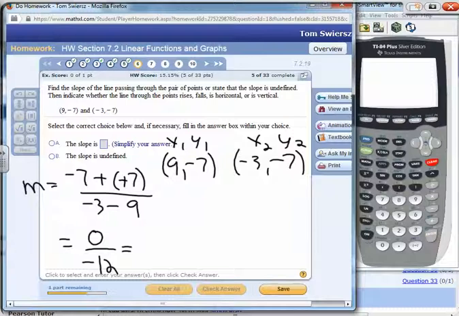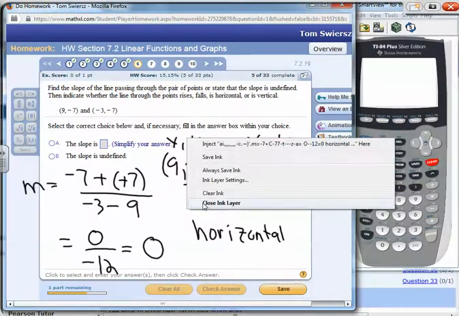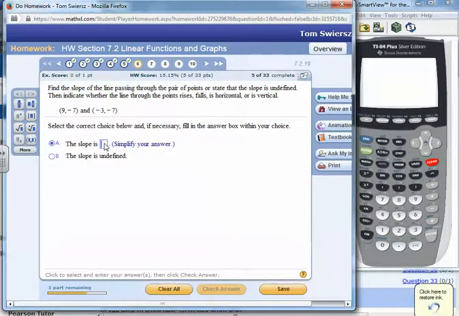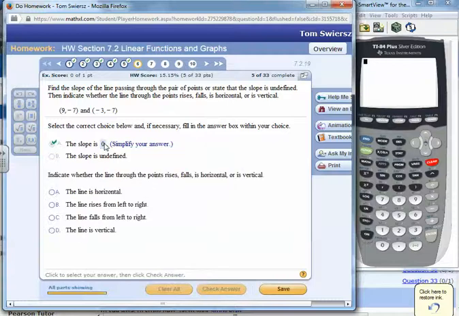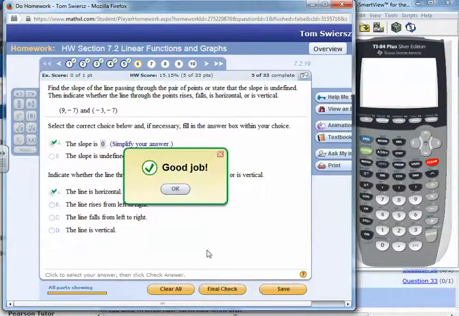0 divided by any number, as long as it's not 0, is 0. So that is 0. So the slope is 0, not undefined. And when the slope is 0, it is a horizontal line. If you plotted these 2 points, you would get a horizontal line. So let's go ahead and put that in. Again, 0 in the numerator means the slope is 0. And if you plot the 2 points, you will get a horizontal line.